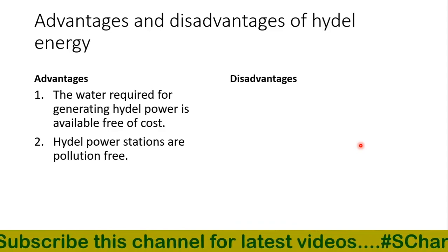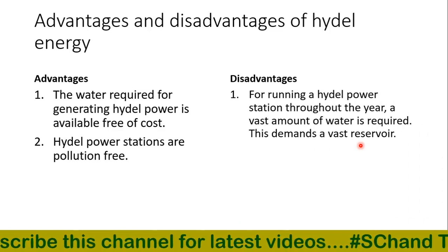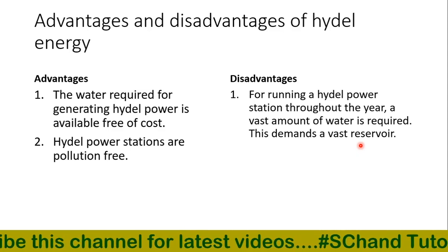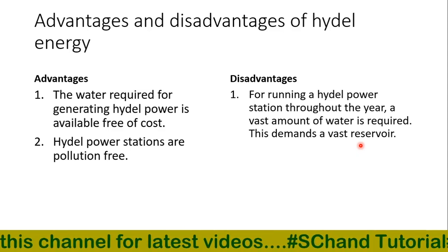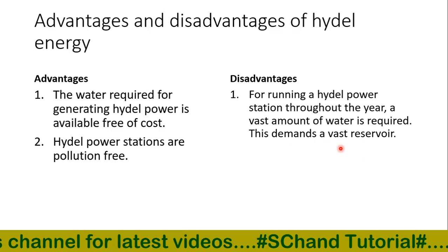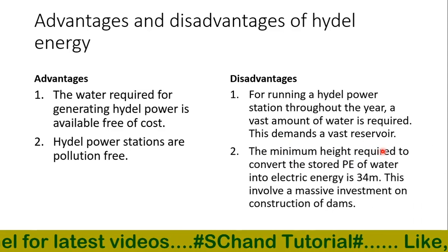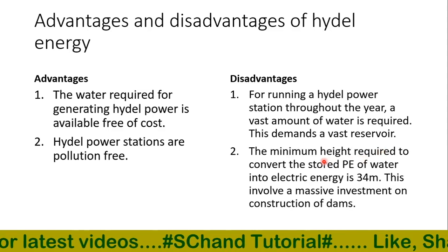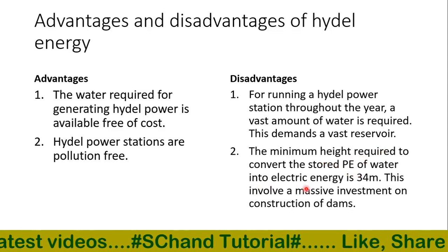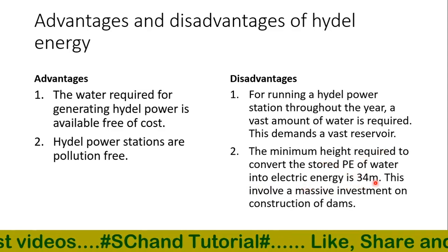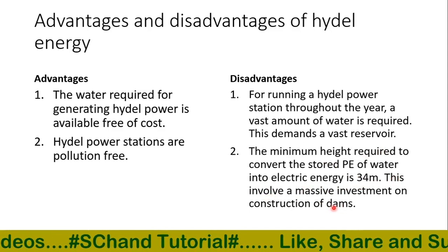Then what are the disadvantages? For running a hydel power station throughout the year, a vast amount of water is required. So this demands a vast reservoir. The minimum height required to convert the stored potential energy of water into electric energy is 34 meters. So this involves a massive investment in the construction of dams.